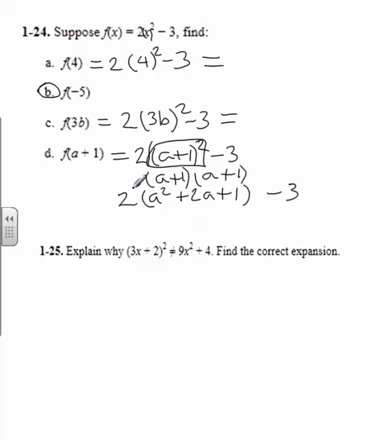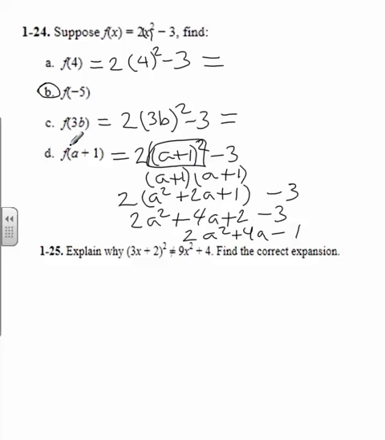So multiply all that by 2 by distributing the 2. 2a squared plus 4a plus 2. Then subtract 3. Final step, combine like terms, which are these two here. 2a squared plus 4a minus 1. And that's the final result.